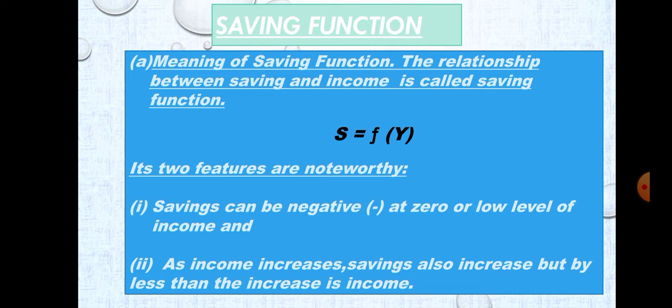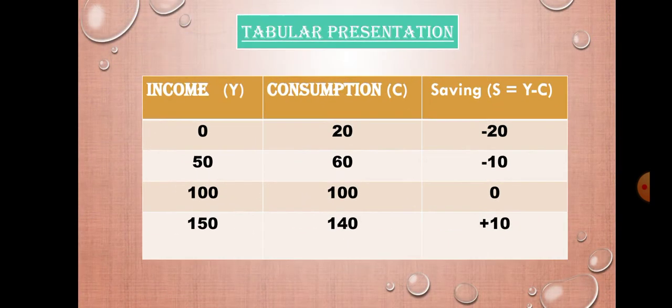It has two main features. Number one is saving can be negative at zero or low level of income. As income increases, saving also increases, but by less than the increase in income. We can understand it by a tabular presentation.